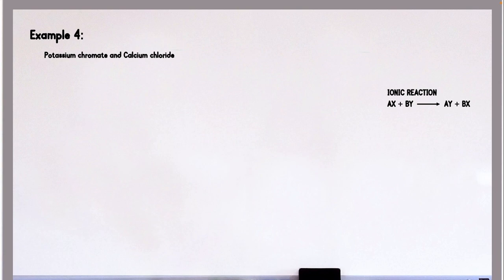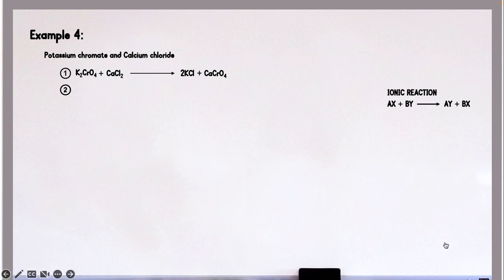Here it says potassium chromate and calcium chloride. Again, we're gonna put potassium chromate, calcium chloride, and that will give you potassium chloride and calcium chromate. Okay? We follow the same example here with this little formula. So next step is to find the respective ions.